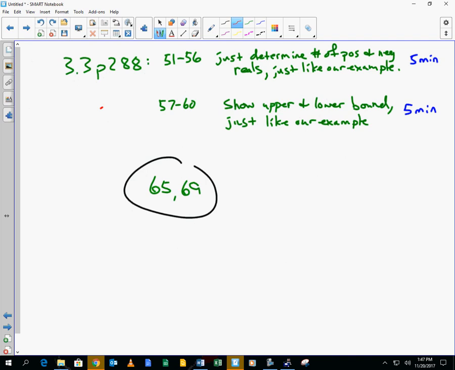So, 65 and 69 are the only two problems that you're going to do like we did at the end of our notes. Am I clear to everybody about the expectation for the first two sets of problems? I'm doing that because I feel bad when you try to find all the zeros and you're not supposed to. Because you end up wasting a lot of time. And as I said, I know how precious your time is to you.